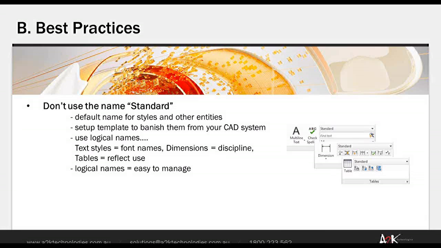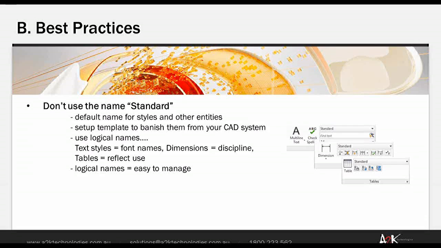So what I encourage people to do is just set up a standard template and then banish Standard from the CAD system. Make sure your style names and everything like that reflect what they're actually used for. So just like your layers, use logical names. For example, with your text styles, use your font names. With your dimensions, you can use discipline.